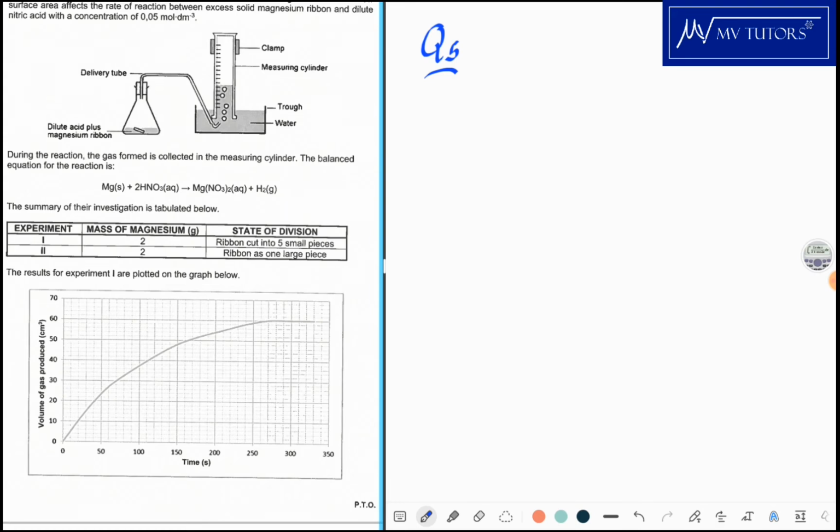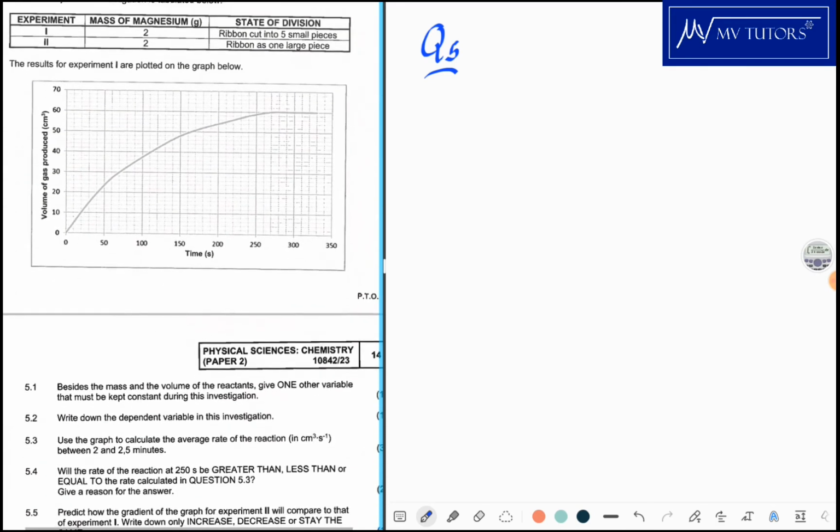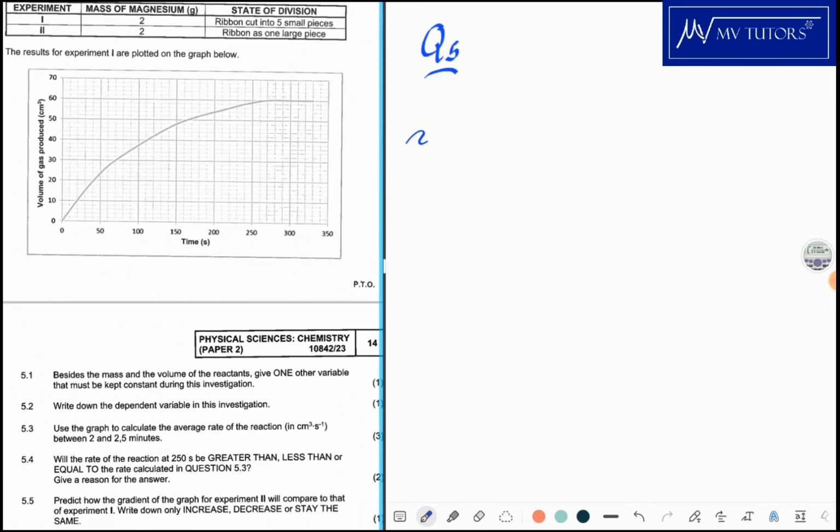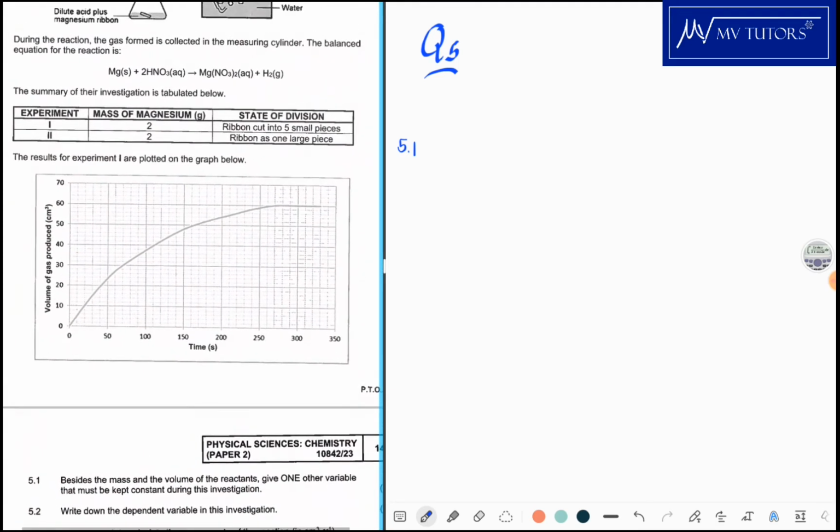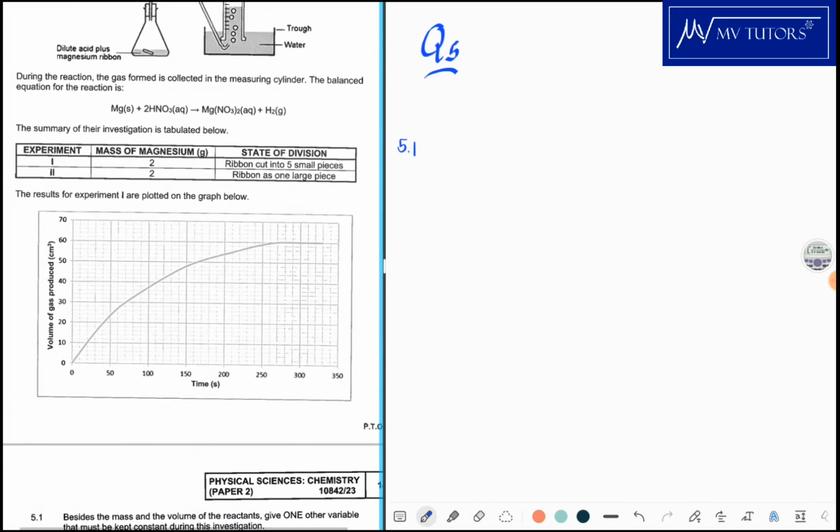Now 5.1. Besides the mass and the volume of the reactants, give one other variable that must be kept constant during this investigation. I would say one of the factors which affect the rate of reaction that is almost always mentioned would be temperature.